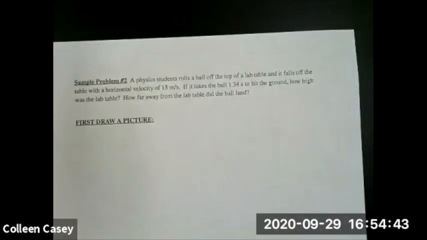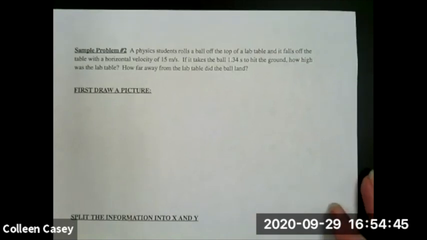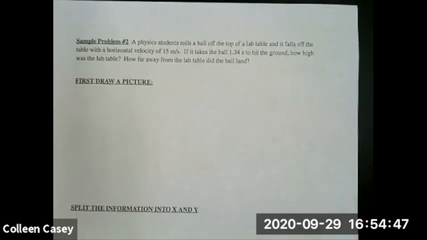If I flip over to the back, I've got another example for you. So now I've got a physics student rolling a ball off of the top of a lab table, and it falls off the table with a horizontal velocity of 15 meters per second. If it takes the ball 1.34 seconds to hit the ground, how high was the lab table, and how far away from the lab table did the ball land?